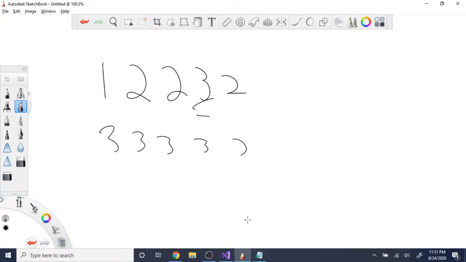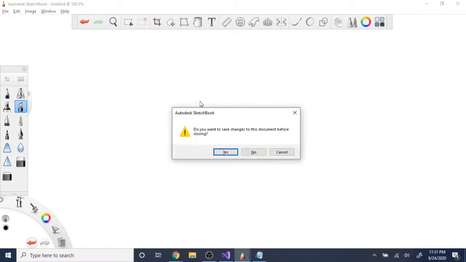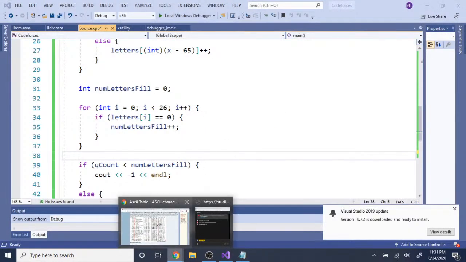Why isn't my pen working? Is my pen working? Pen's not working. It's weird. Let's see. Clear. I can't add clear. It's weird that my pen's not working. Wait, did I just... Okay. Let's go back to Sketchbook.